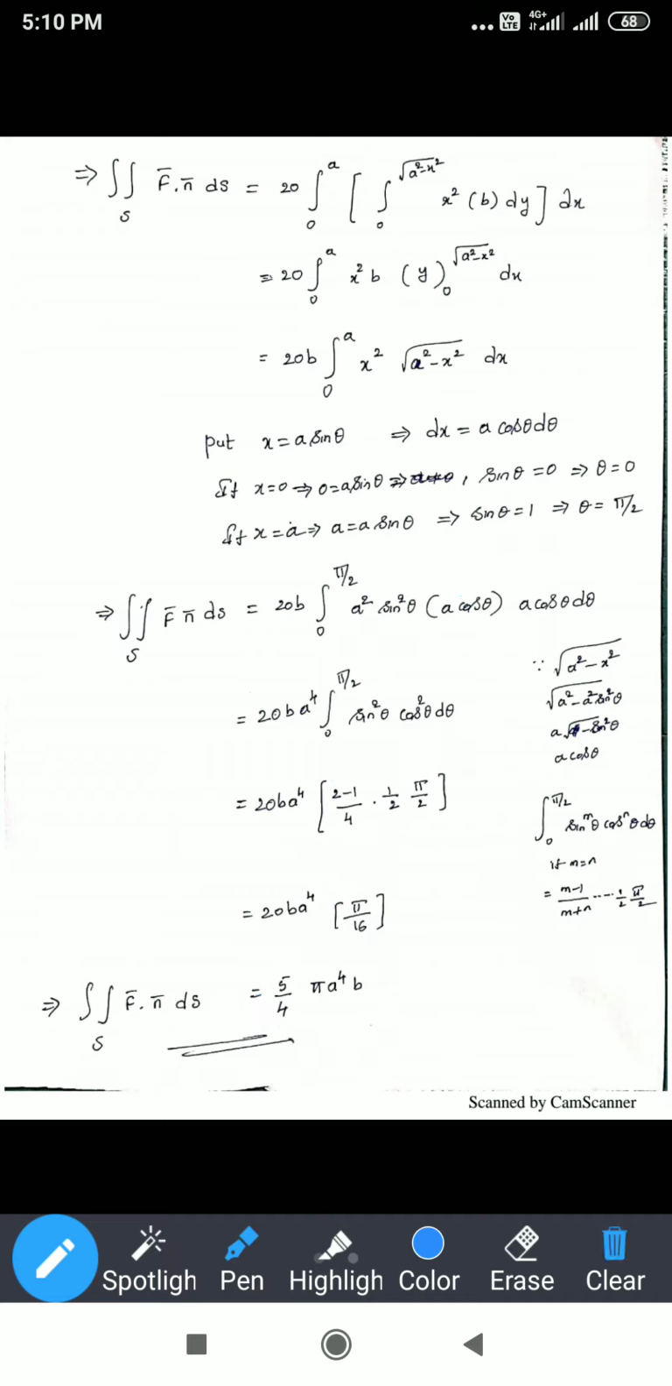So these are the problems on the Gauss divergence theorem. Okay, thank you.